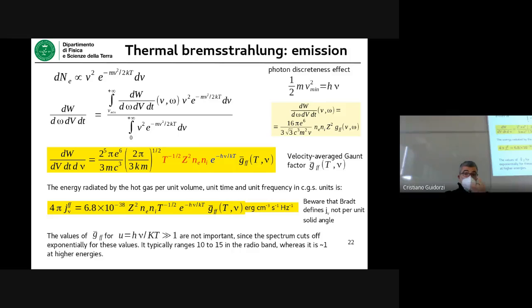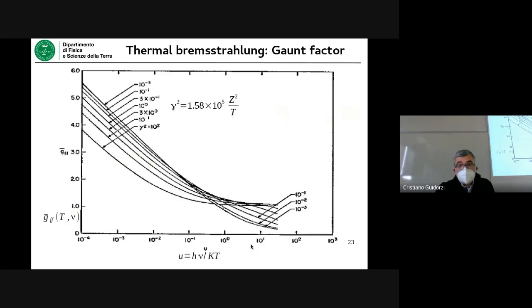And of course you have to know the Gaunt factor. In this case, you see that typically it's not so much different from 1. In particular, when you go to very low frequency, it can be in the range between 10 and 15. Here I put in the radio band, because the radio band, of course, is the band in which the frequency is relatively small. But you can have a lot of plots.